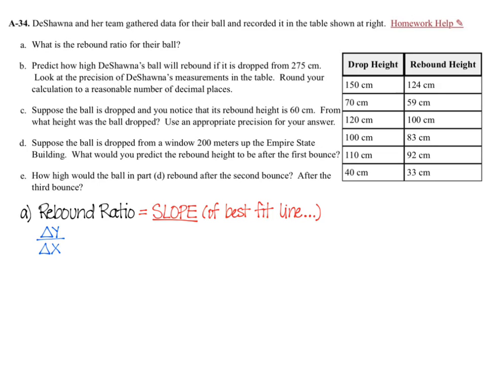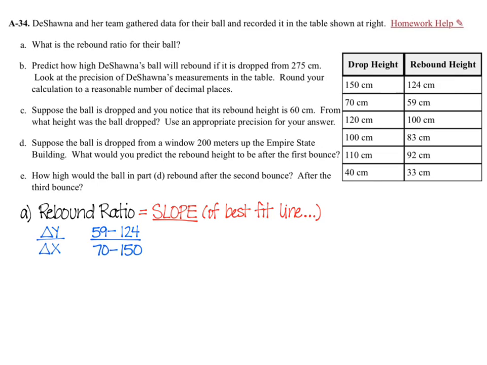Well, the slope is just the change in the y over the change in the x. So what I'm going to do, instead of making a best fit line, I'm going to look at this data and I'm just going to take two of these data points and subtract the y's to get my change in y, and subtract their x's, and I'm going to come up with a rebound ratio.